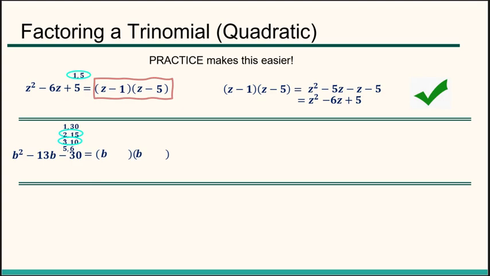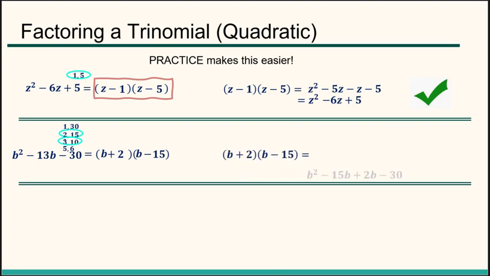So I put my b's in there. If I look at my signs, they're going to be a plus and a minus. So they're going to subtract because it's a plus and a minus. So which of these two pairs, when I subtract them, gives me 13? That's the 2 and the 15, isn't it? And I'm going to give the 15 the minus sign because this 13 right here is negative. And when they add together, I have to have that bigger one be negative.